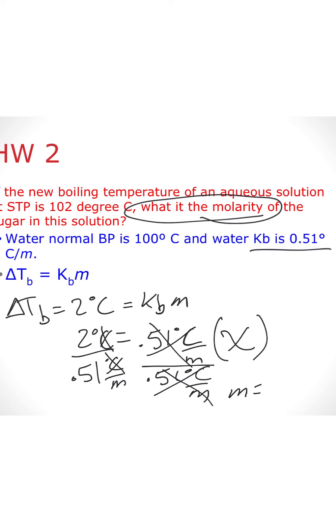So now I punch it out. I take 2 degrees divided by 0.51, and the answer is 3.92 molal, which is mole over kilogram of solvent. That's how you do the math question.